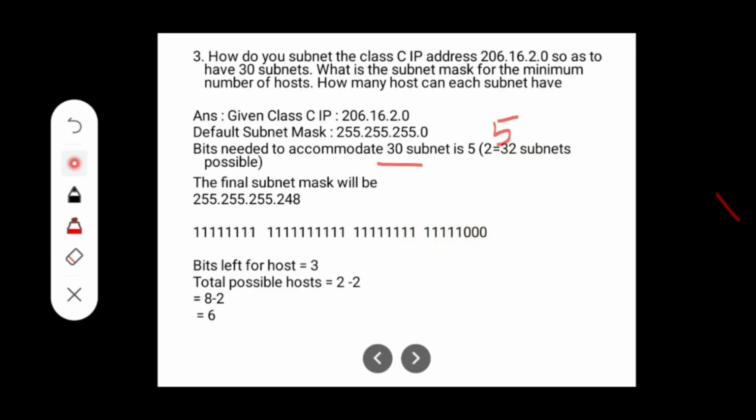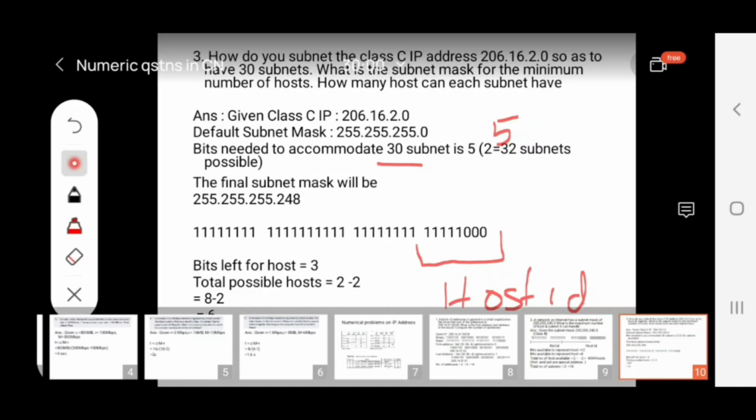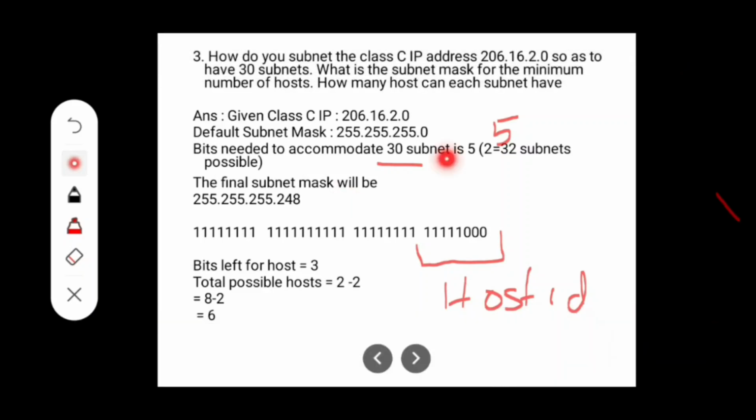This last byte tells the host ID. In that, they have told that 5 bits must be required for obtaining the number of subnets. So the first 5 bits we will put as 1. So 1, 2, 3, 4, 5. The first 5 bits will be 1, and the remaining bits will be 0.